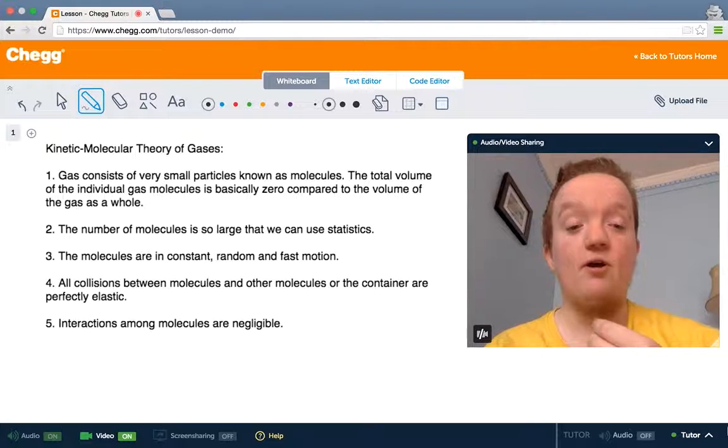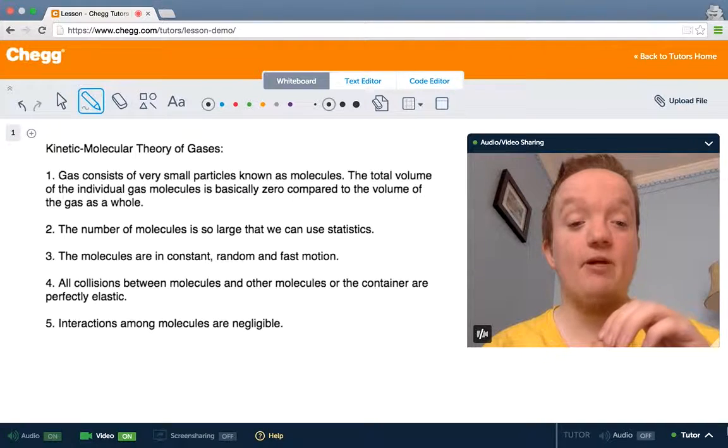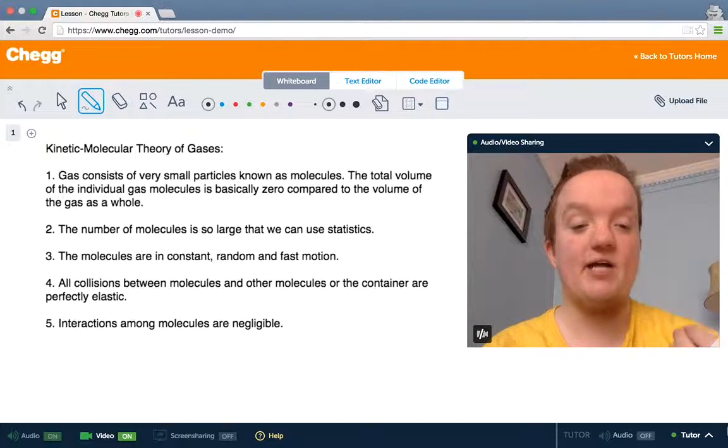Relatedly, if the molecule is such a tiny thing, we say the number of molecules in a gas is so large that we can use statistical principles. We can't track the movement of every single molecule, that would be ridiculous and really impossible, but we can use statistical methods to link the microscopic and the macroscopic or everyday size picture.